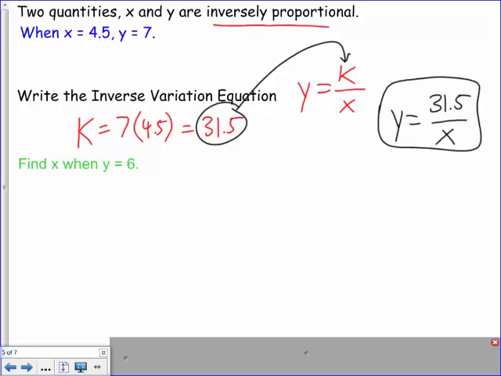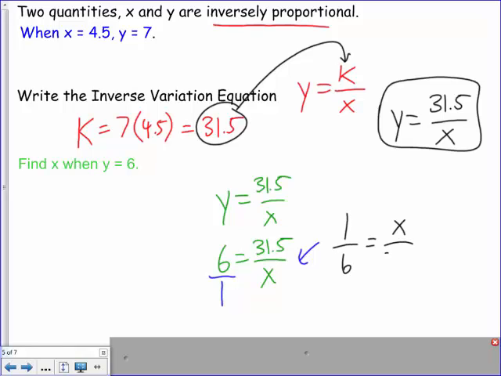Find x when y is 6. So let's rewrite my equation here, y equals 31.5 over x. So y is 6, and I want to find what x is. Well, this is tricky. How would I solve for that? We haven't learned how to do this algebraically, but we do know how to handle proportions, right? So it looks like I have a fraction here. Can I get a fraction over here for my 6? Yeah, I could put it over 1. So now I could either take the cross product, or what's our other method? I could flip-flop them, right? I could put 1 over 6 equals x over 31.5, and then multiply both sides by 31.5.